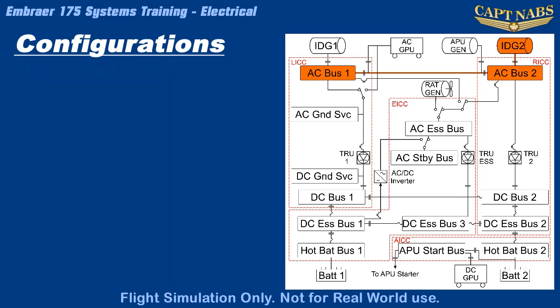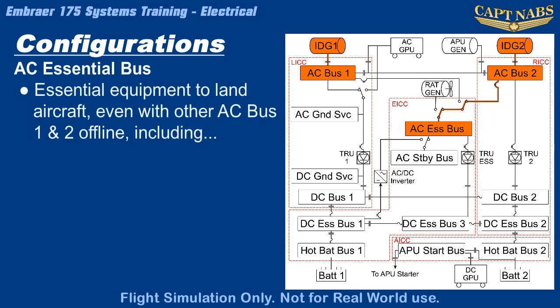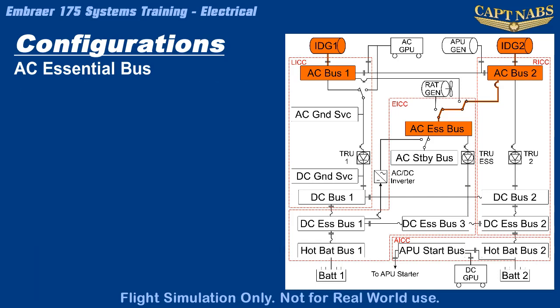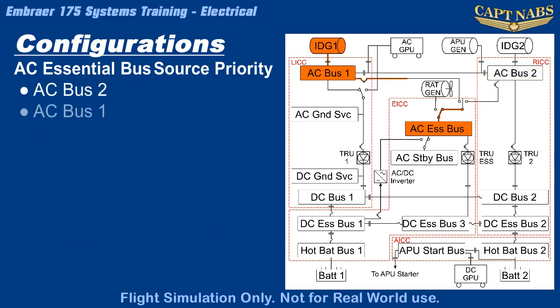There is also an essential AC bus. This bus contains a small set of essential equipment that will keep the airplane flying even if AC buses 1 and 2 are both failed. The equipment on the AC essential bus includes hydraulic pump 3A, fuel pump 2A, a slat channel, a flap channel, and the essential TRU. The priority of sources for the AC Essential Bus is normally AC Bus 2, but will automatically switch to AC Bus 1 if AC Bus 2 fails. If both AC buses have no AC power, then the RAT will auto-deploy and provide power to the AC Essential Bus only.